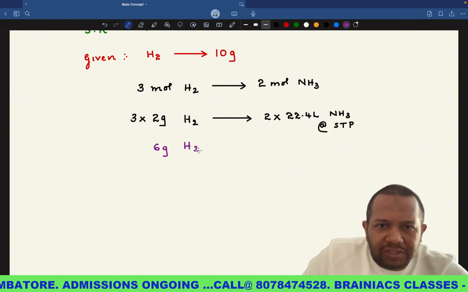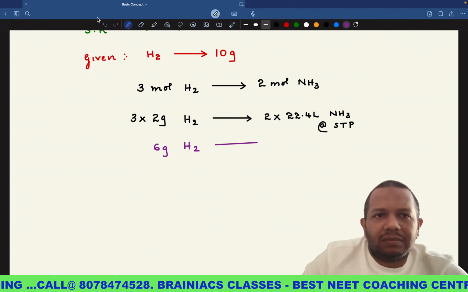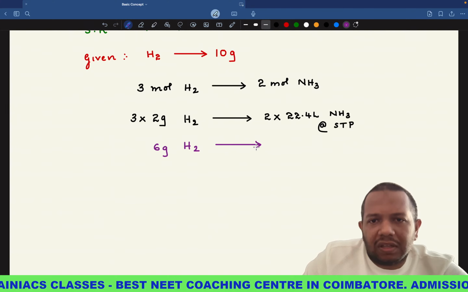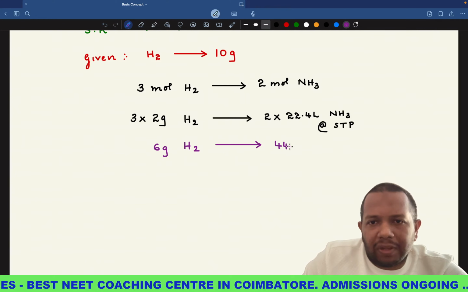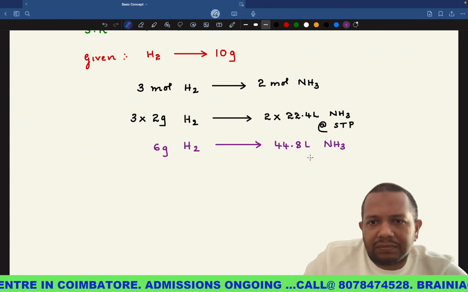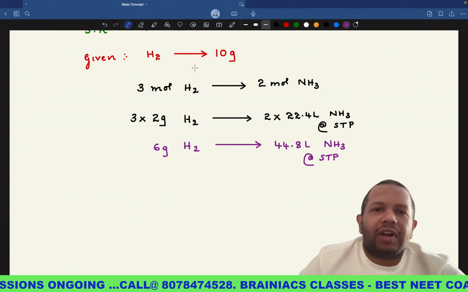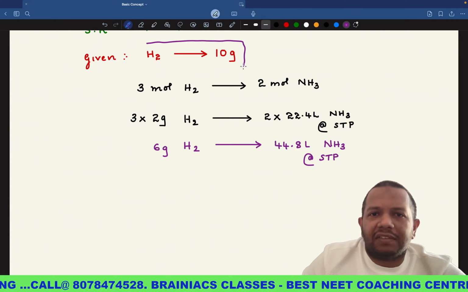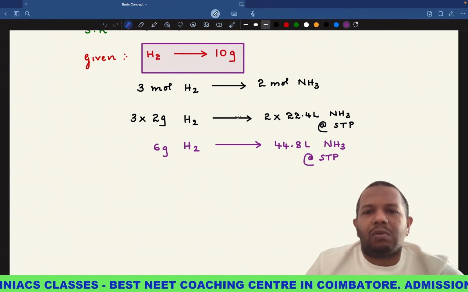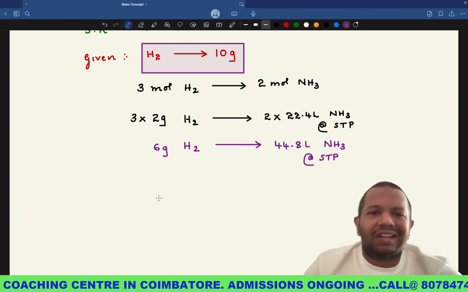So 6 gram hydrogen will give you how much, sir? I can write 44.8 liter ammonia at STP. Now how much hydrogen do you have? That is the first round we have written based on stoichiometry. That is what I told in the step: we need to write according to stoichiometry. Now we have only 10 grams. So how to convert this 6 gram to 10 grams, sir?